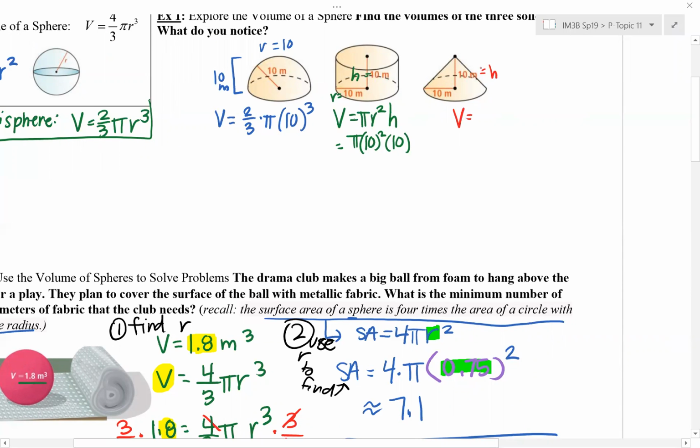For the cone, we have the same height and the same radius that we have for the cylinder. Remember that a cone volume is just the cylinder's volume times a fraction. What's the fraction? It's 1 over something, pi r squared h. 1 over 3. So in this case, it would be 1/3 times pi times 10 squared times 10.